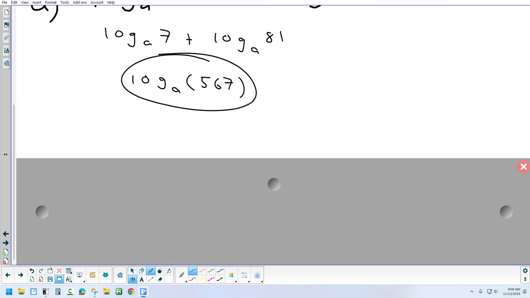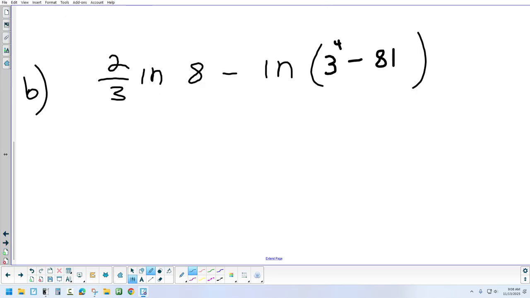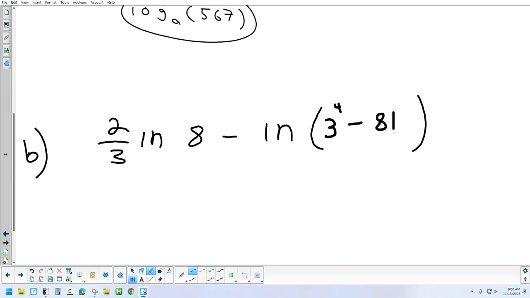All right, let's try another one. Let's do this one. This, though, let me just change this to 71.